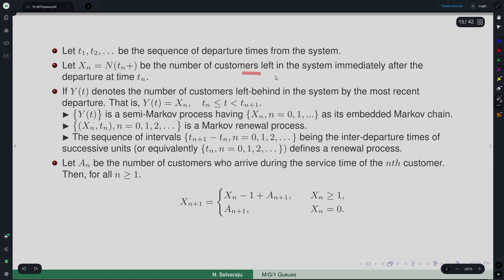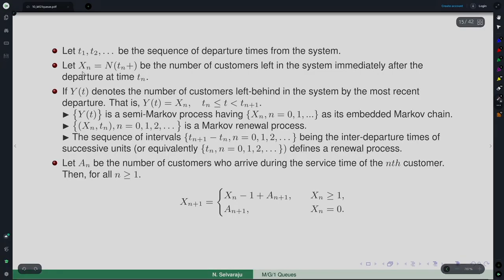This is the number of customers left behind by the departure that happened at time tn. That means this is the number in the system immediately after the departure of a customer at time tn. Now, if Y(t) denotes the number of customers left behind in the system by the most recent departure, then I define Y(t) to be Xn for t between tn and tn+1.